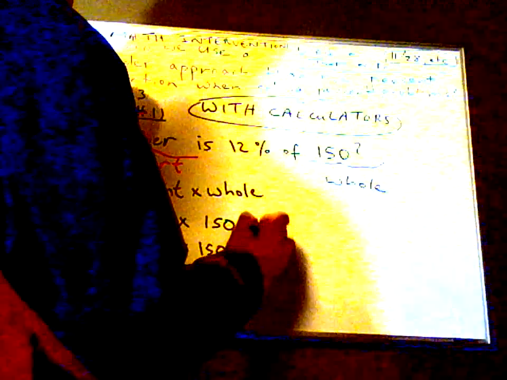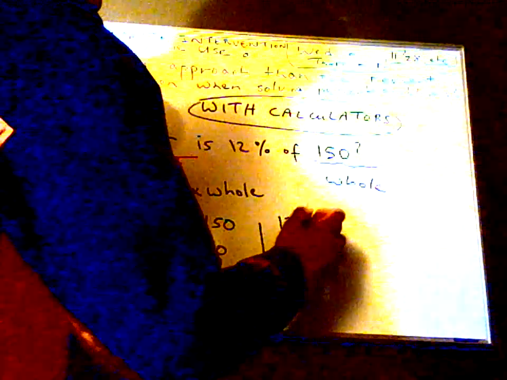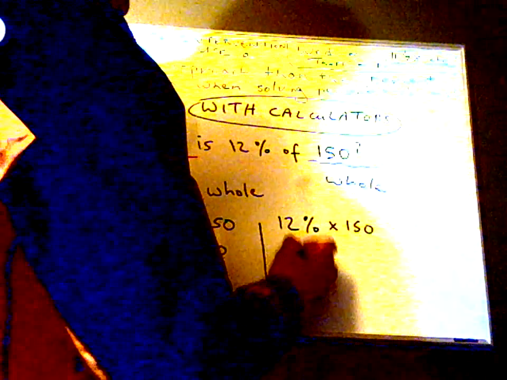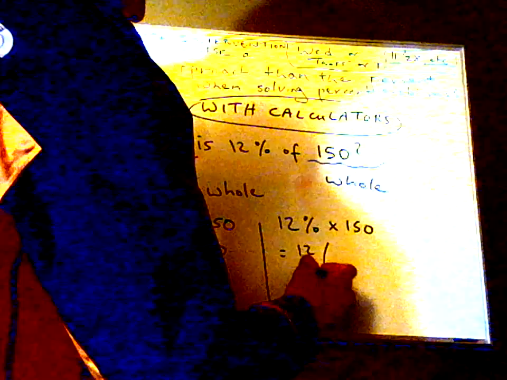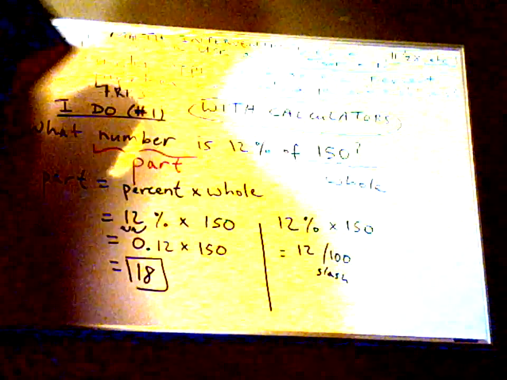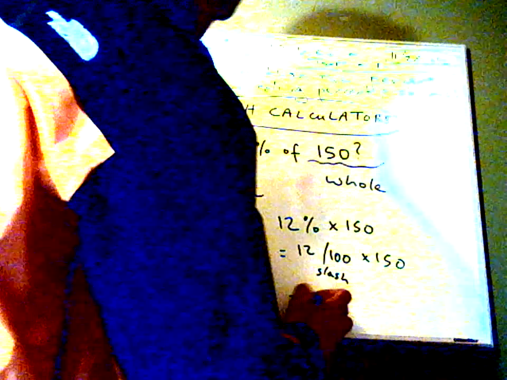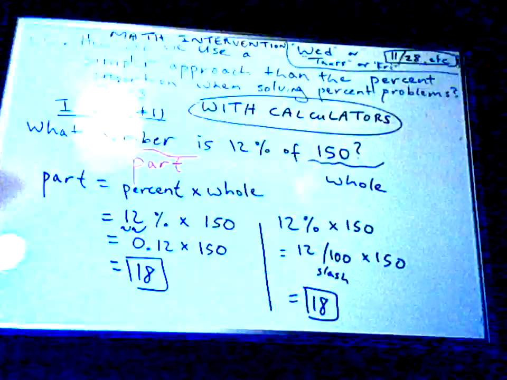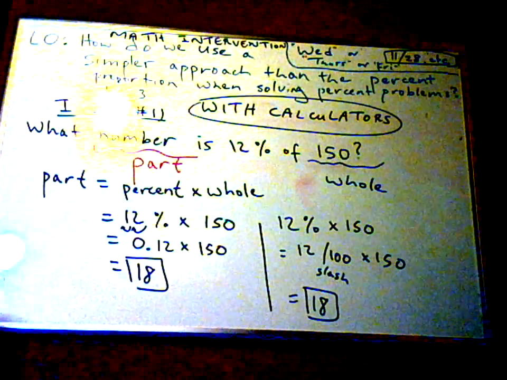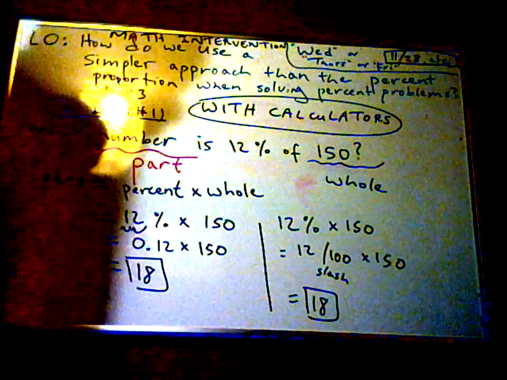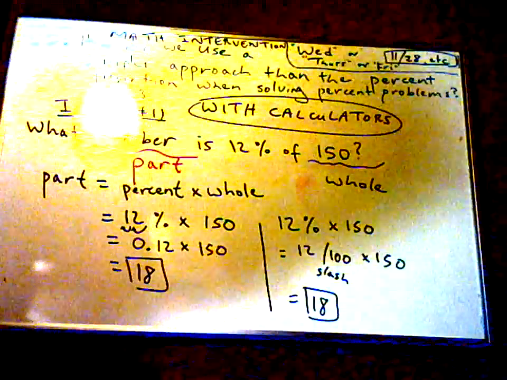For those of you who are having a hard time doing this, you can think of 12% times 150 as just the same as 12 over 100, because percent means over 100, times 150. You can do that in the calculator and you will still get 18. So 18 is the number that is 12% of 150.